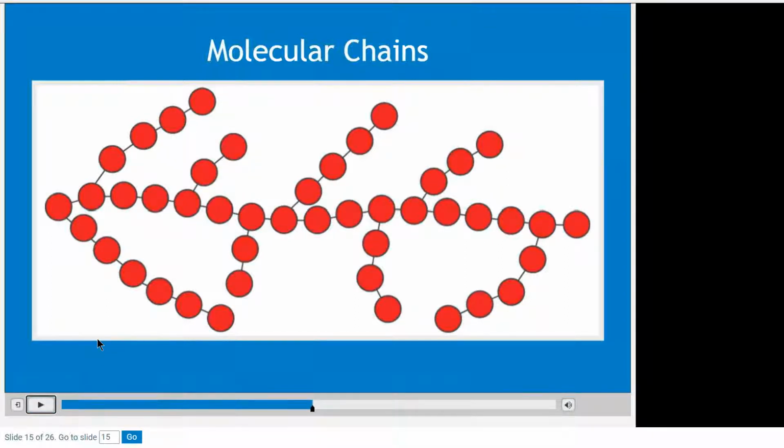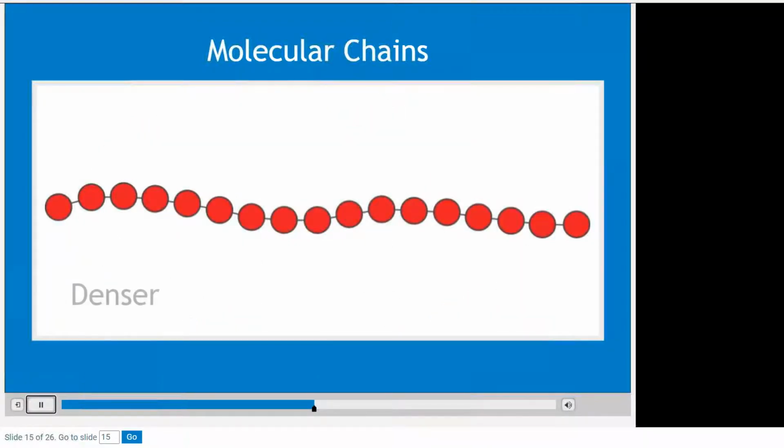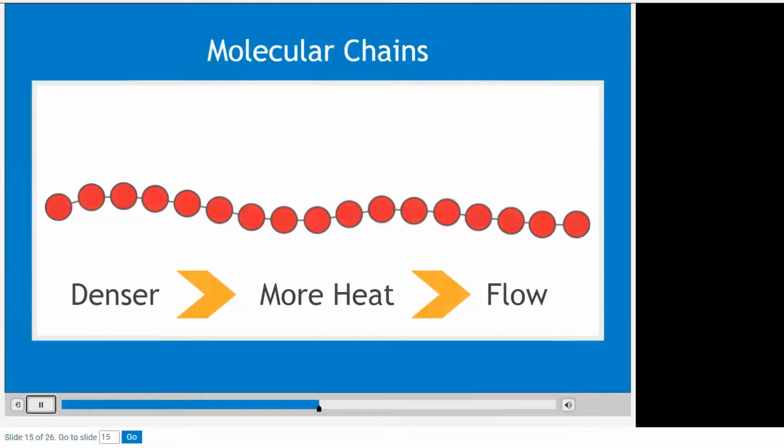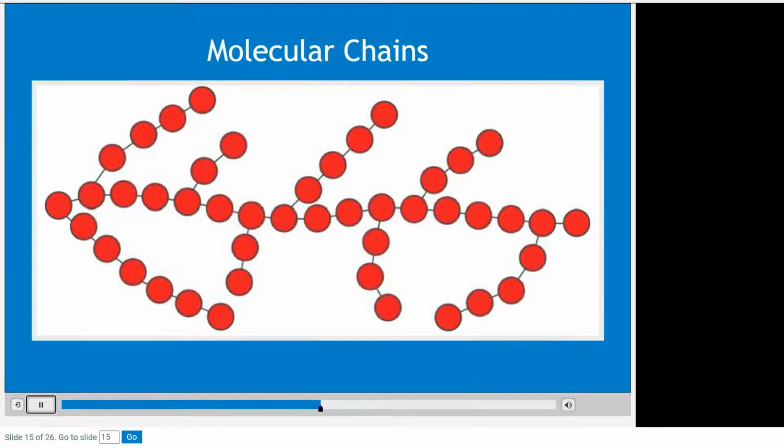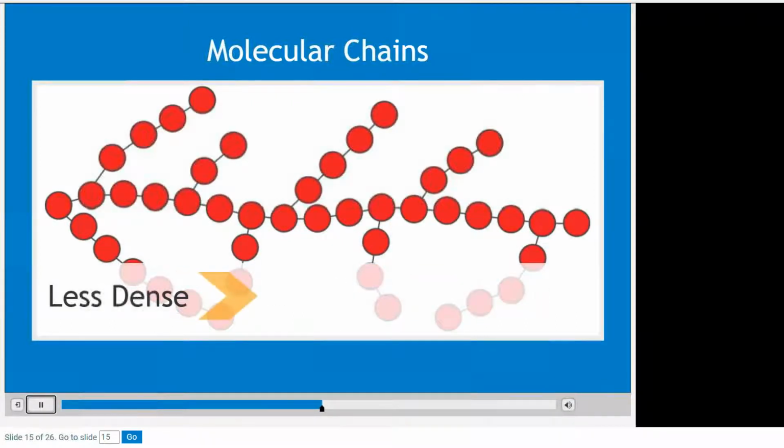You have molecule chains that don't have any side branching, and you have some that have side branching. Just think about low density polyethylene and high density polyethylene. Materials with no side branches are denser, thus requiring more heat to loosen the secondary bonds, allowing the material to flow. Materials with more and longer side branches are less dense, and therefore require less energy or heat to loosen the secondary bonds. These materials flow with less heat input.